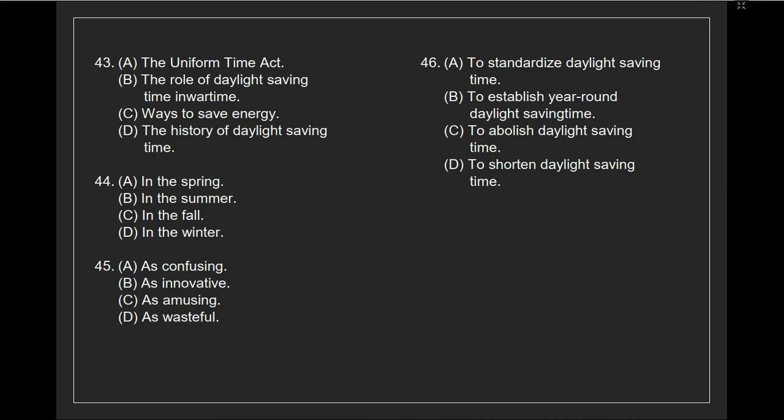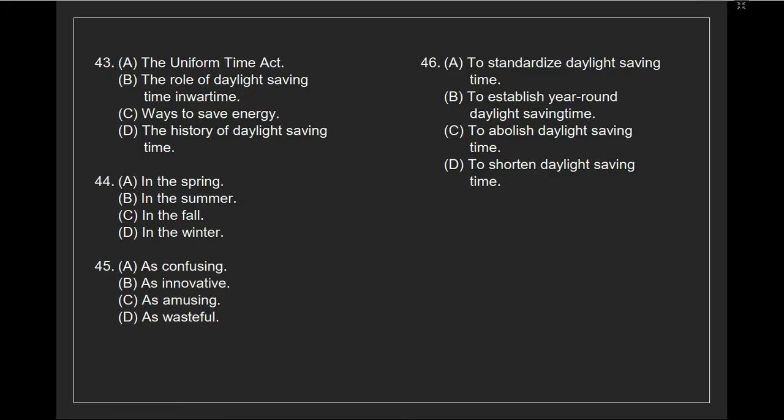It seems Benjamin Franklin was the first person to propose the idea of daylight saving time, back in the 1790s. At the time, people thought he was joking. They couldn't believe he was serious. Many years later, during World War I, people realized what an innovative idea he'd had.